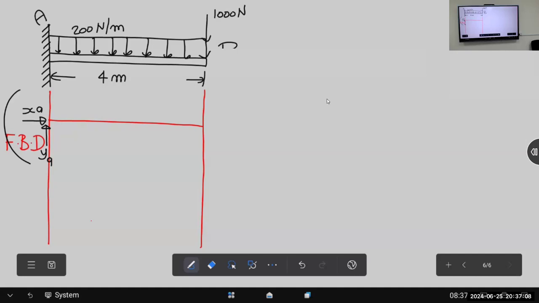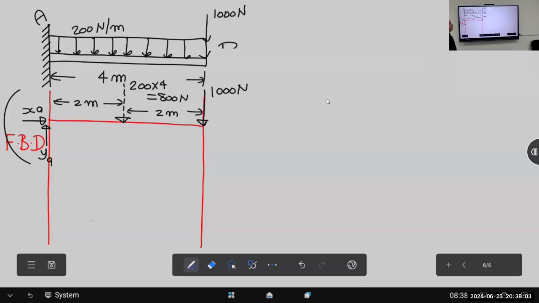I told you any fixed end has 3 reactions: X, Y, and moment. The concentrated load stays the same, 1000. The uniform load we put at the mid span point as an equivalent load, shown with a dotted line. This equivalent load equals 200 multiplied by 4, equal 800 Newton, acting 2 meters from each end, at mid span.